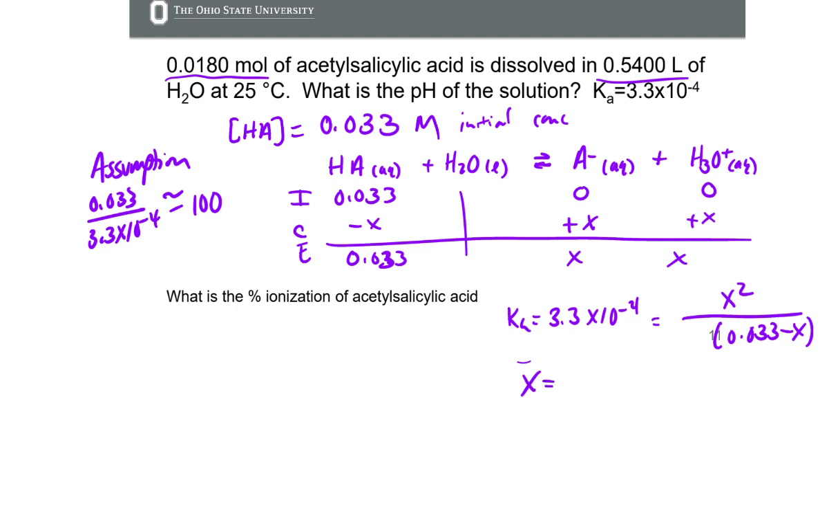What did we get for X? 0.00316. Everyone agree? Close-ish? What'd you get? 0.00314. Okay. Yep. I'll take both. They sound good.